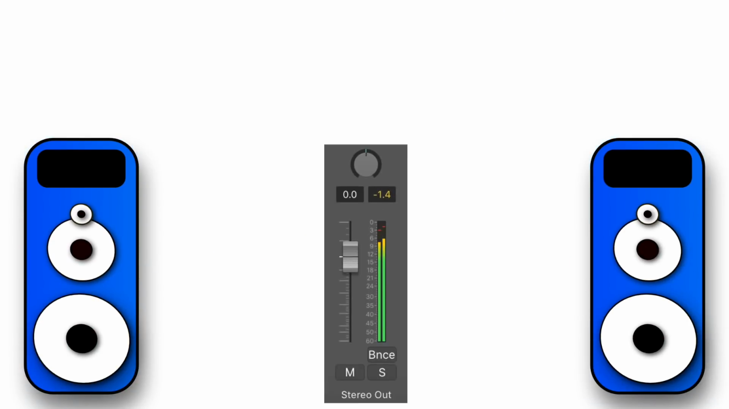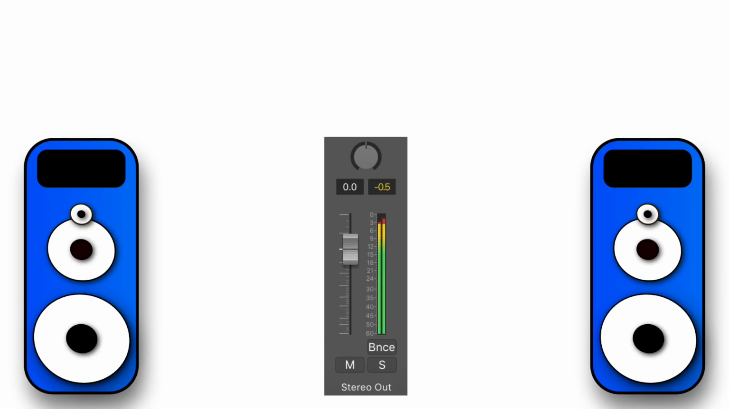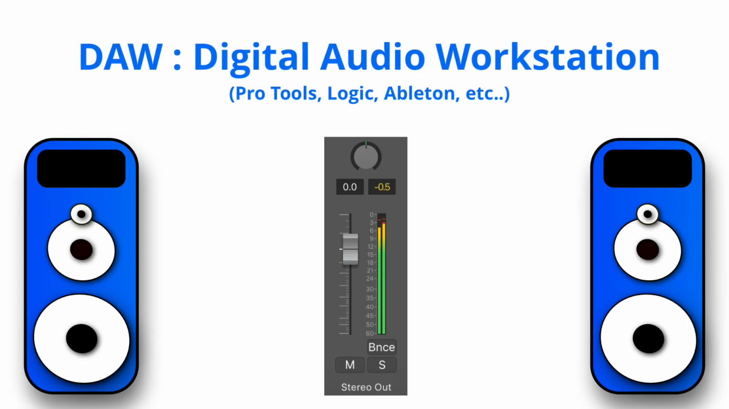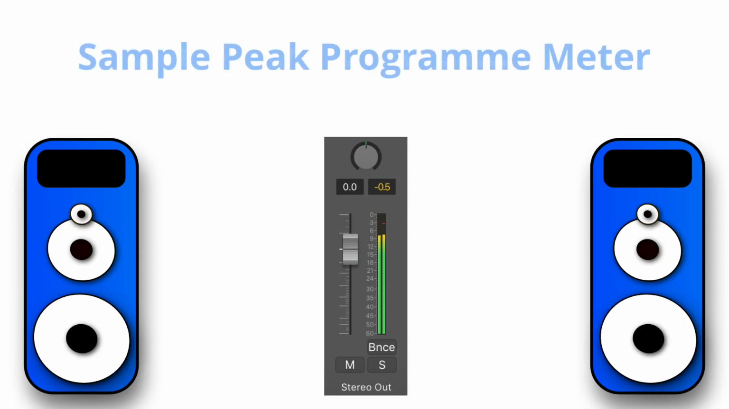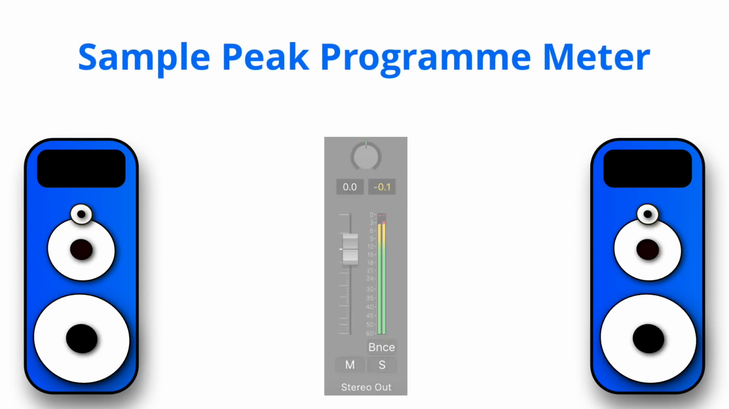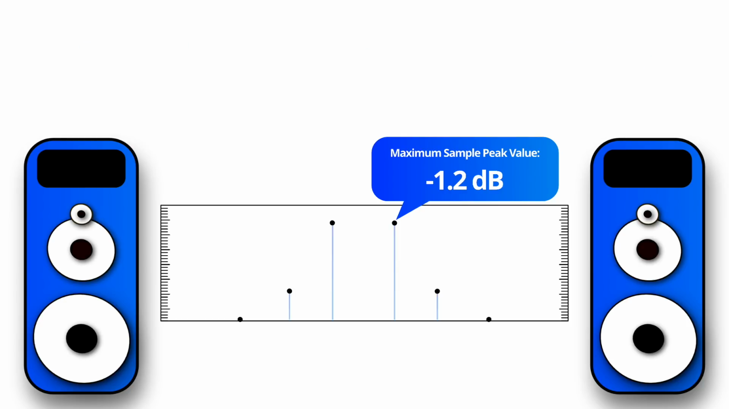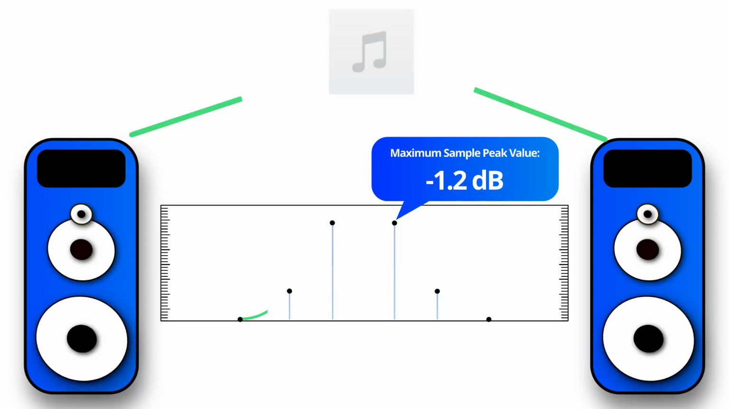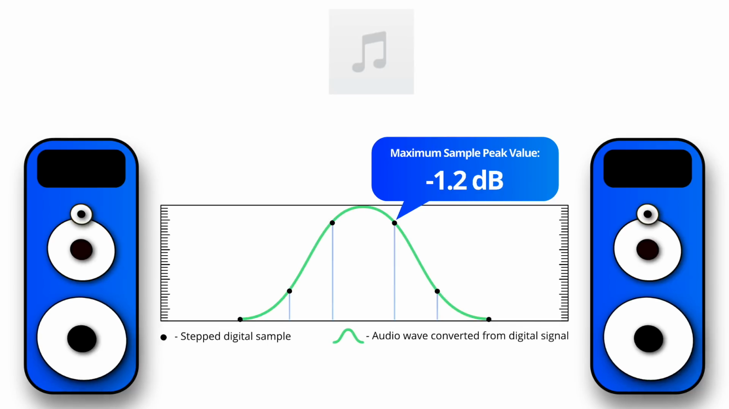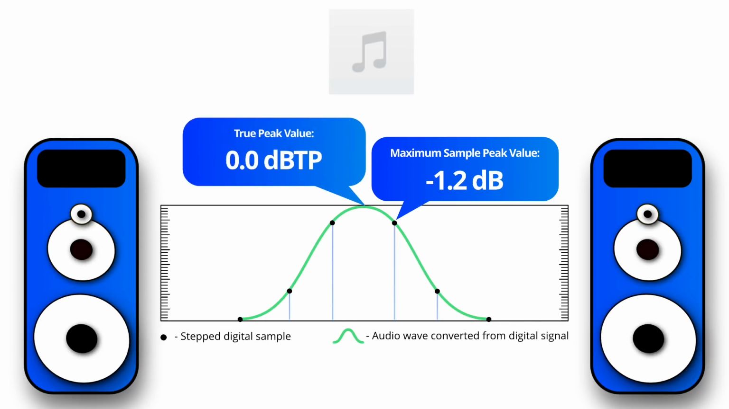When monitoring the peak of audio, most people use the output meter in their DAW. In most DAWs, this is a sample peak program meter and only shows you the maximum sample peak value. However, when any digital audio file is played through analog speakers, a conversion takes place that often increases the peak. During this digital to analog conversion, the stepped digital audio samples are rounded off to give us a natural listening experience.